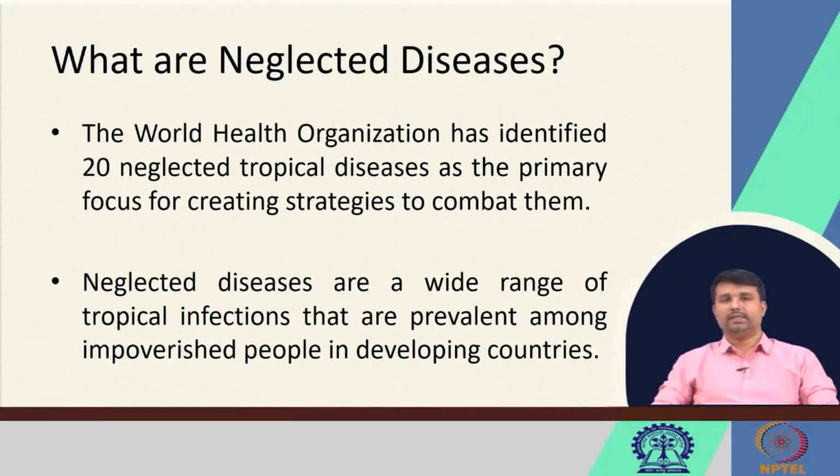Let us see what are neglected diseases. The World Health Organization has identified 20 neglected tropical diseases as the primary focus for creating strategies to combat them. Neglected diseases are a wide range of tropical infections that are prevalent among impoverished people in developing countries. So, these diseases are prevalent only in the third world countries. Even though they affect a majority of the world population, the patients living in developing countries don't have the capacity to pay.